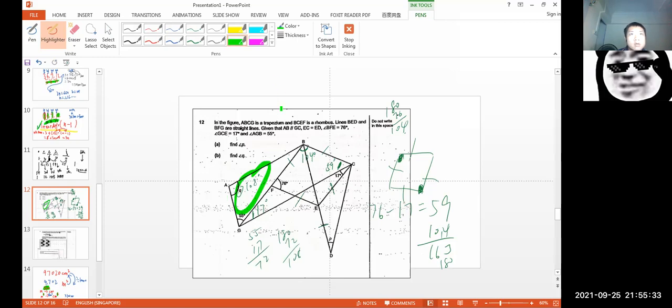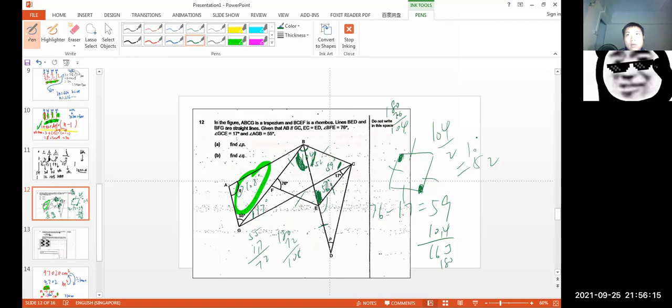Okay, then of course, once you get this, you are able to get this already. What else do I have? It says parallel, which one? Okay, AB is parallel to GC. So this is parallel. This one is equal to this one because it's parallel. And then this one is equal to this one because it's isosceles. So 104 divided by 2, 52. So this is 52. This is also 52.